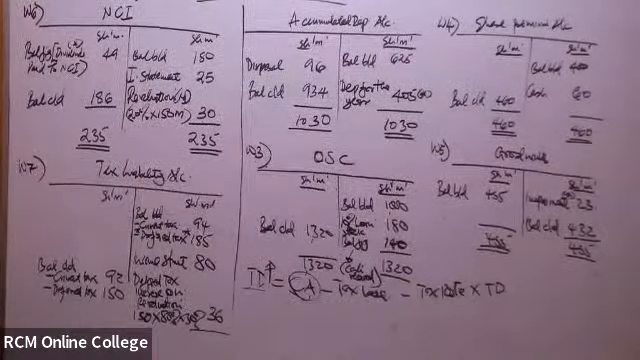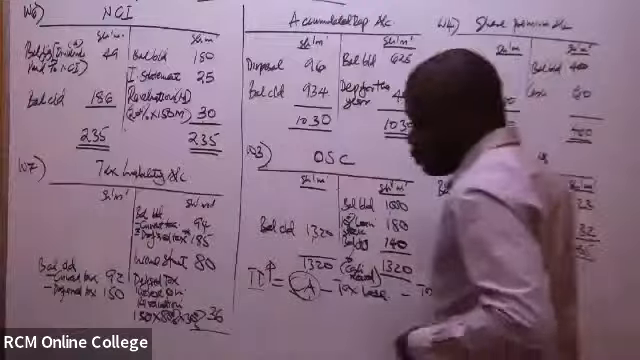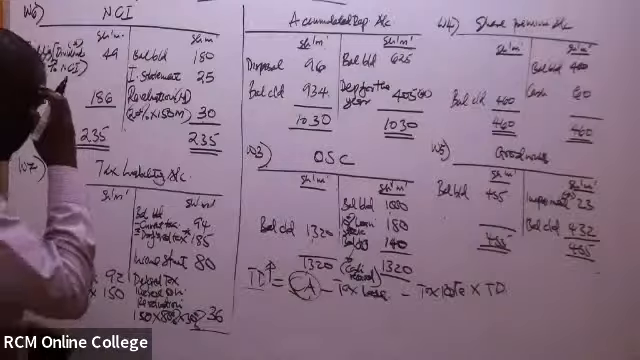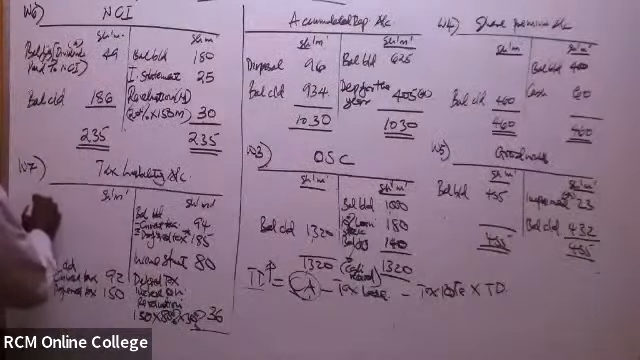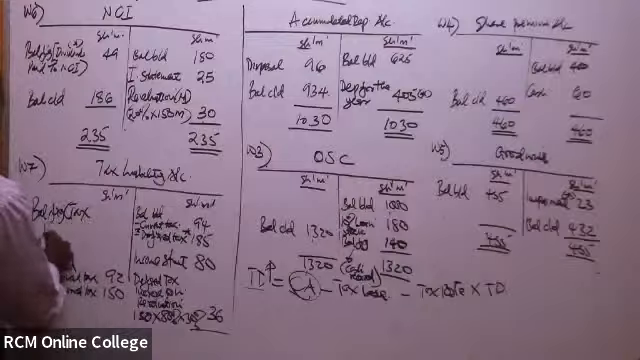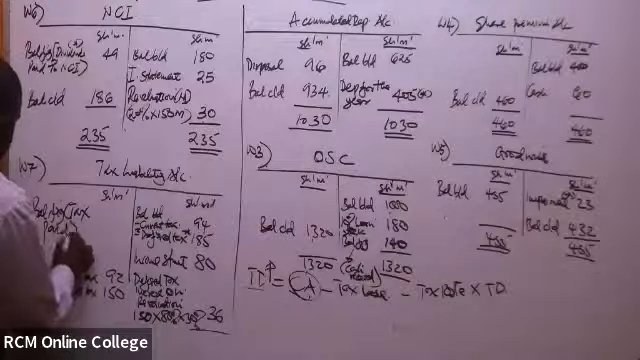So 36. When you eventually add, you'll be able to get the balancing figure. There'll be a balancing figure here, which in this case will be the tax paid during the year.